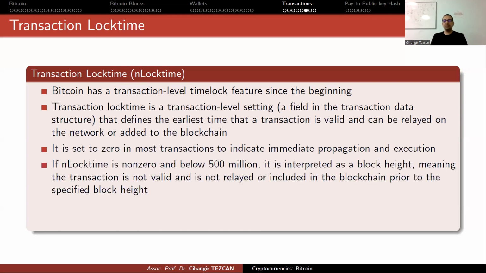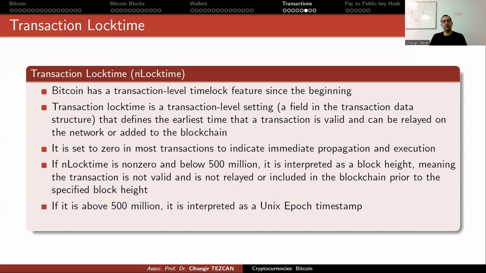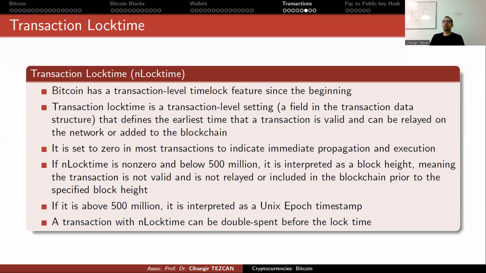If lock time is non-zero and below 500 million, it is interpreted as the block height, meaning the transaction is not valid and is not relayed or included in the blockchain prior to the specified block height. If it is above 500 million, it is interpreted as a Unix epoch timestamp. A transaction with lock time can be double spent before the lock time.